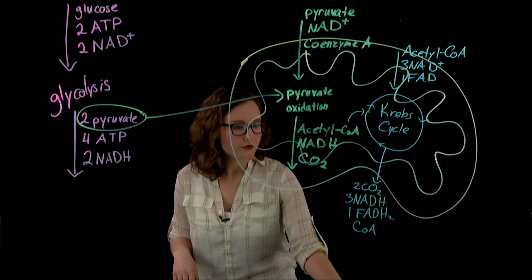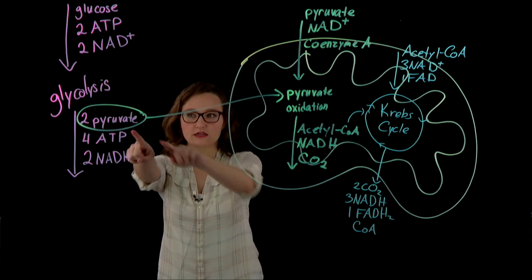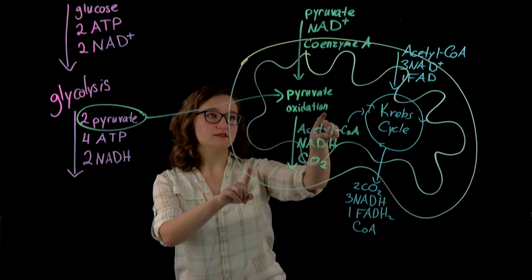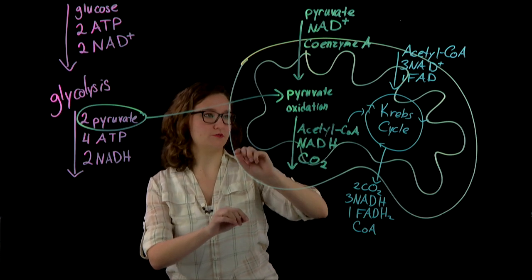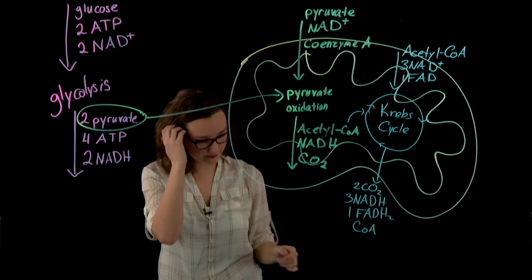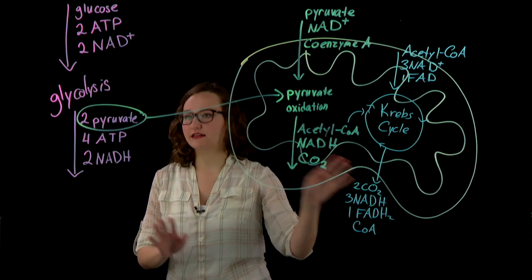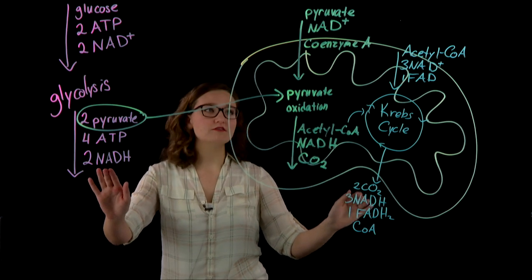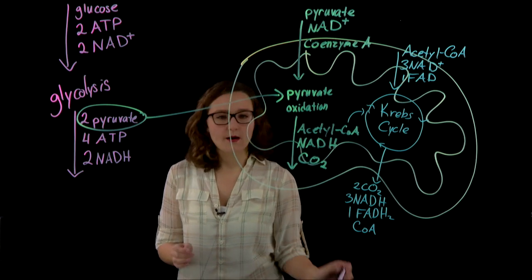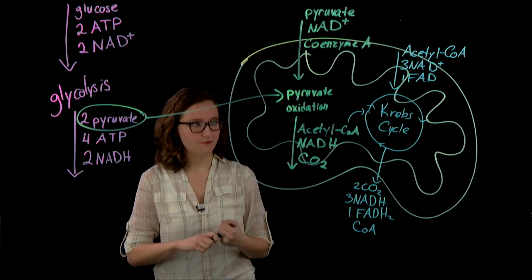Okay, so now we have completely broken down our sugar. Note that there's 2 pyruvates made per glucose molecule, so pyruvate oxidation can happen twice per glucose molecule, and the Krebs cycle can also happen twice per glucose. So after we've gone through the Krebs cycle and all these other steps, we have all of these electron carriers that are now reduced. But we want to use them again. We want to keep reusing them.